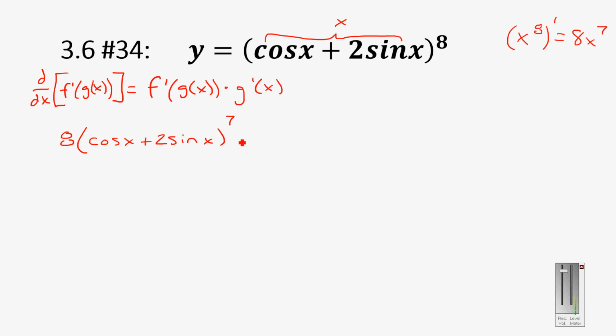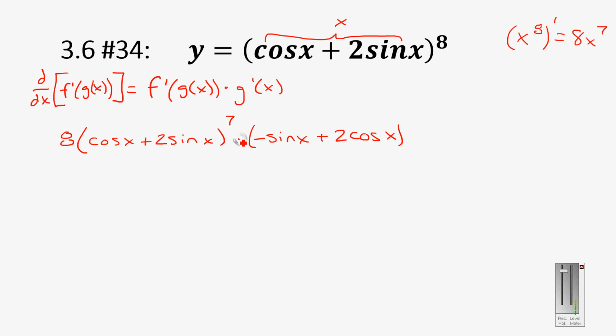Then I want to multiply that by the derivative of the inside. So cos x becomes negative sine x, and 2 sine x becomes plus 2 cos x. And I wonder if there's anything else I can do. It doesn't look like there is. So I need to multiply by that.